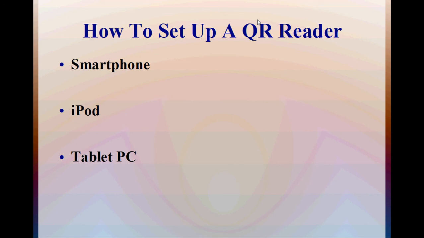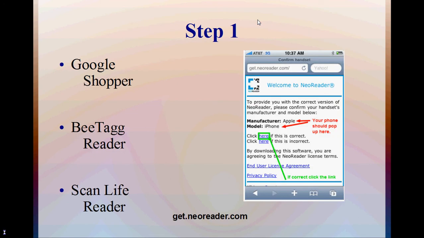And what this page will tell you is that essentially it tries to identify the phone you're using, so it knows how to plug it in. And this is an Apple iPhone, so the manufacturer pops up where the two red arrows are, Apple and iPhone. That is correct. So the next thing you do is you click on the here in the click here if this is correct line.